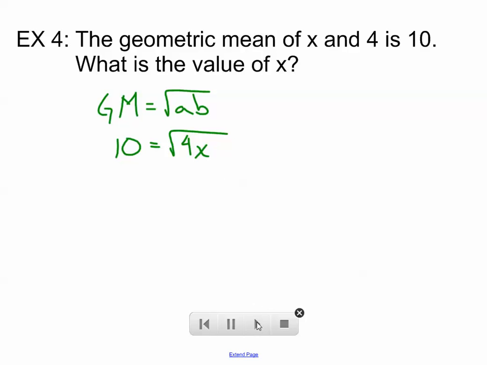So square both sides, and then divide both sides by 4. So the geometric mean of 4 and 25 is 10.